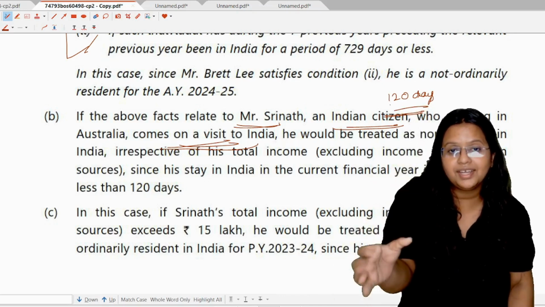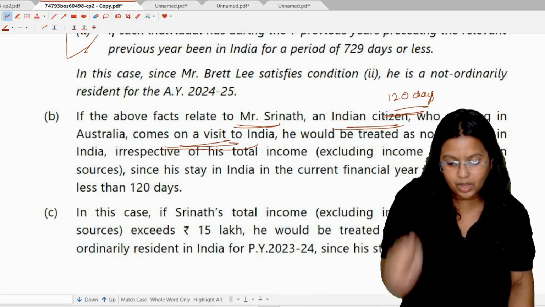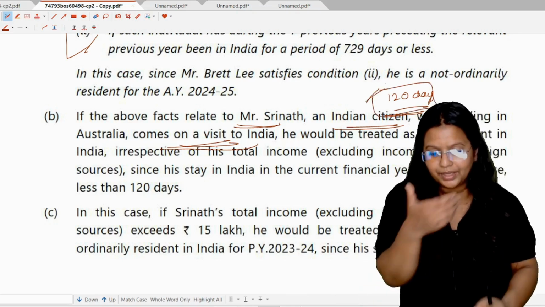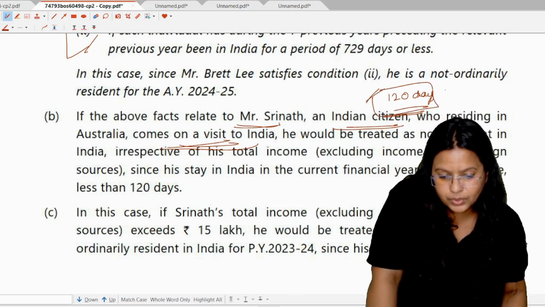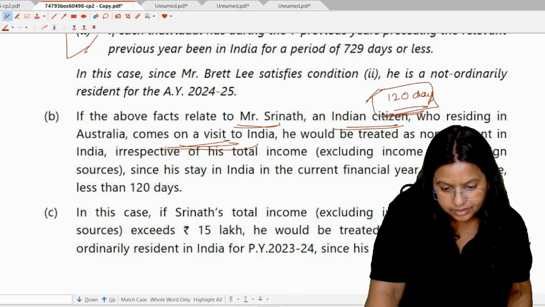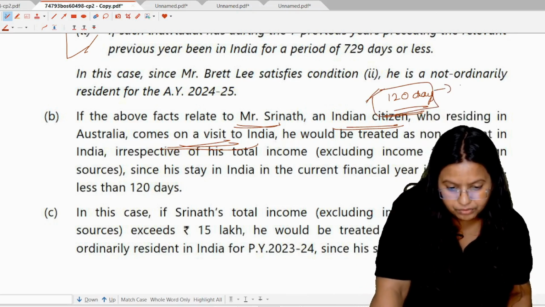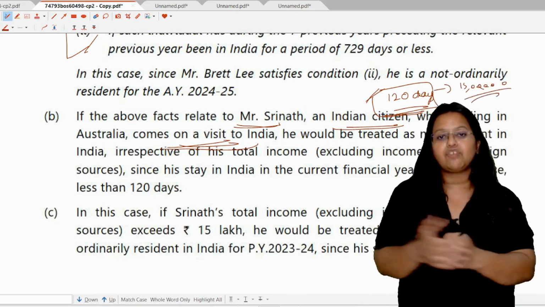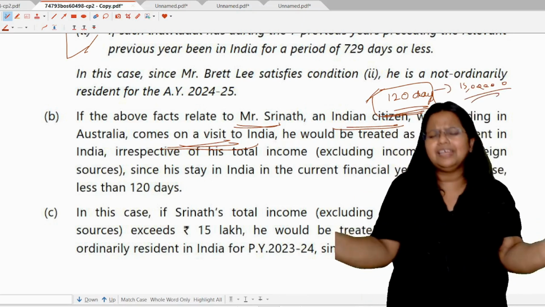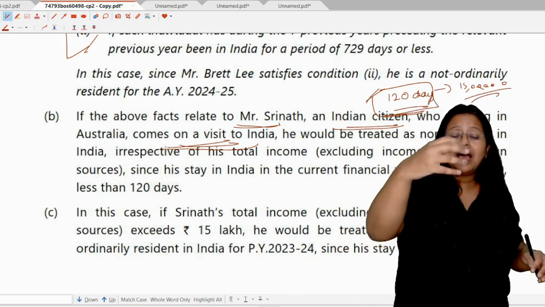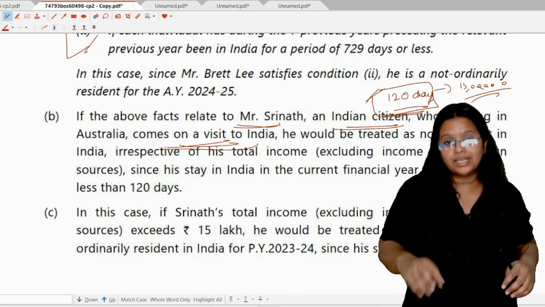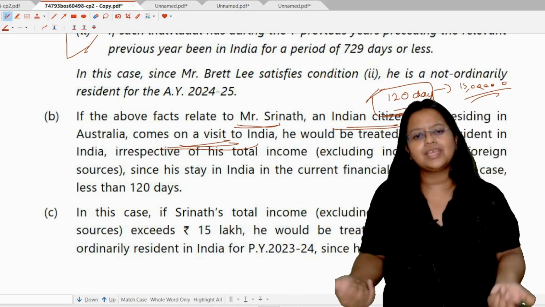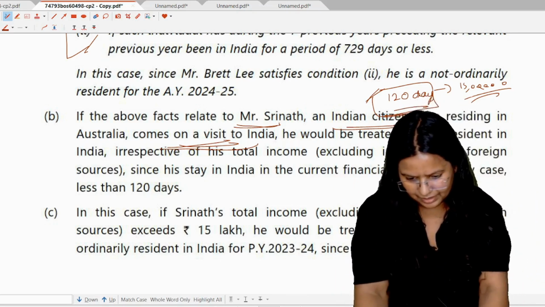He is not in India for the 120 days. Okay. Now, ma'am, when this 120 days point comes, basically the student has to consider the income point of view, that his income exceeds rupees 15 lakhs, excluding the income from foreign sources. But irrespective of the total income, we are not required to check the total income because he actually stays less than 120 days. So he is a non-resident for India.